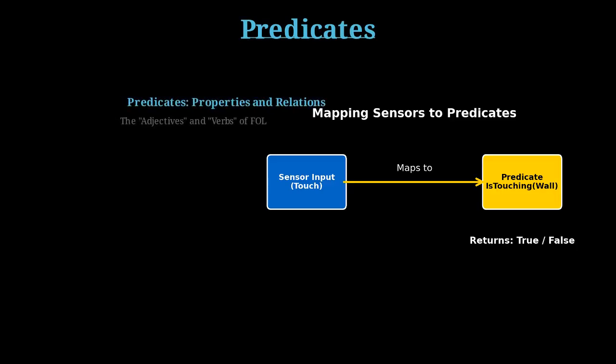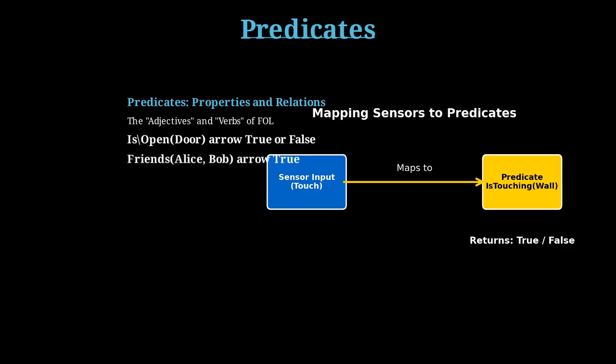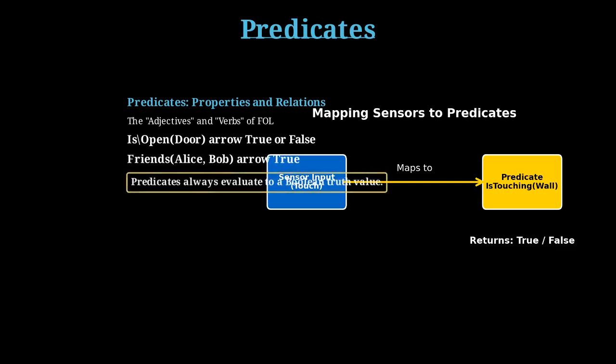Now that we have objects, we need to describe them. Enter predicates. Predicates are the adjectives and verbs of our AI grammar. They define properties of objects or relationships between them. Crucially, a predicate always evaluates to either true or false. For example, IsOpen(door) tests a property and returns true if the door is open. A predicate can also relate multiple objects, like Friends(Alice, Bob). By combining terms with predicates, we create atomic sentences, the basic facts of our knowledge base.